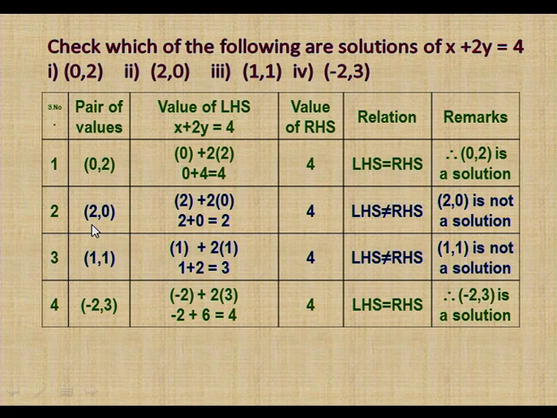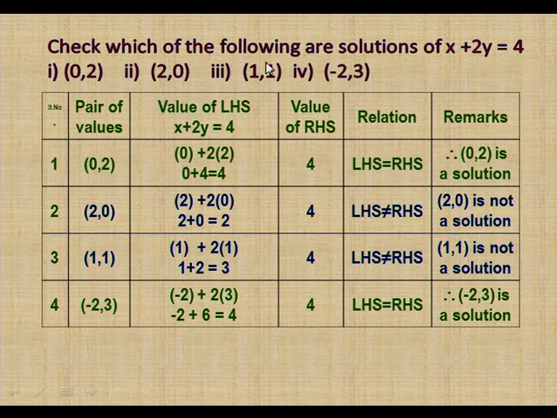Now, come to the next, 2, 0. In place of x you have 2, in place of y you have 0. 2 plus 2 into 0, 2 plus 0, how much is it? 2. Is it equal to the right hand side? 2 is not equal to 4, that means I can say left hand side is not equal to right hand side, LHS is not equal to RHS. The point 2, 0 is not a solution to the given equation x plus 2y is equal to 4. 2, 0 is not a solution.